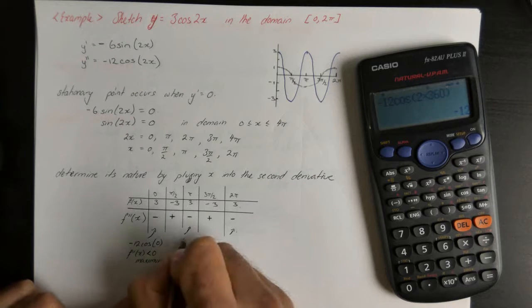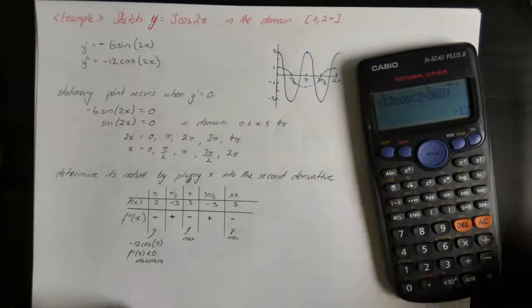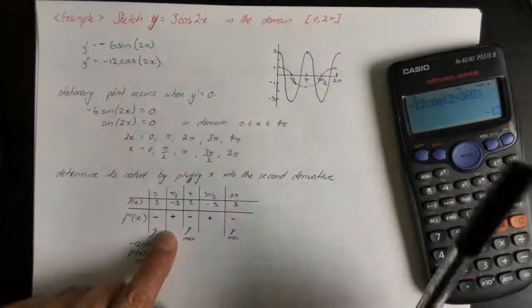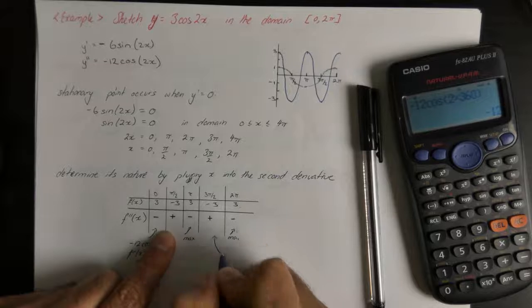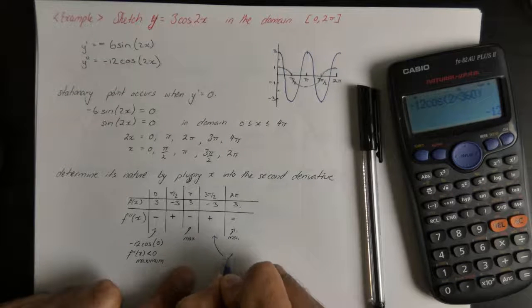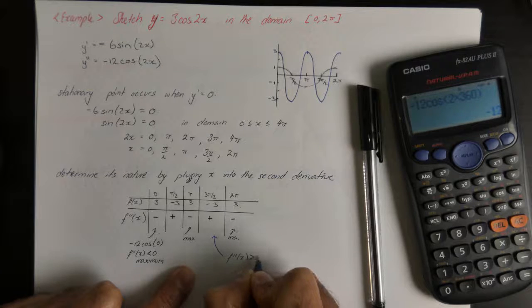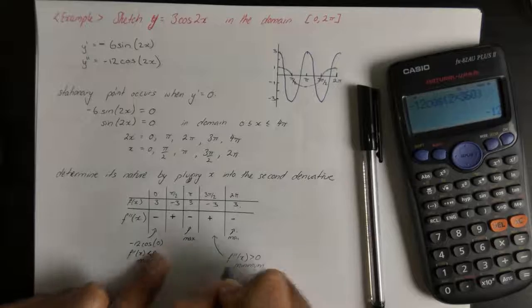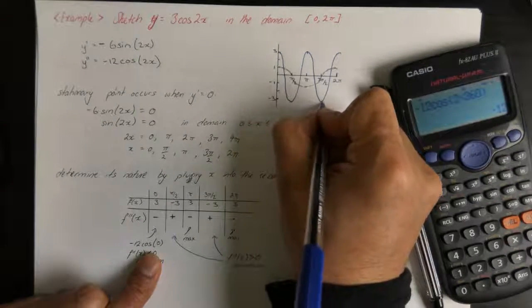So here are all your maximums, and they correspond to here. And these, as the second derivative is greater than 0, are minimum turning points, and they correlate to these points here.